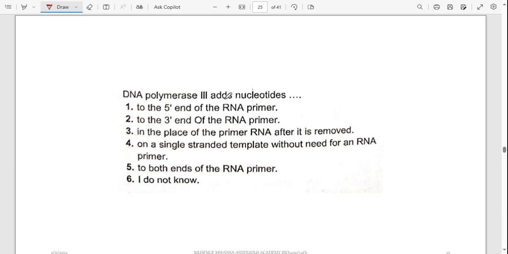DNA polymerase adds nucleotide to the 5' end of the RNA primer. Do we add to the 5'? No, the 3' end of the RNA primer. Okay, this can be true. The 3' end in the place of the primer RNA that is removed on a single stranded template. So the best is that one, the 3' end of the primer.